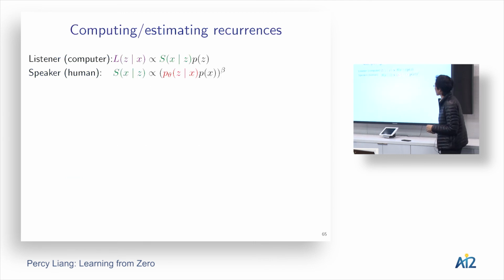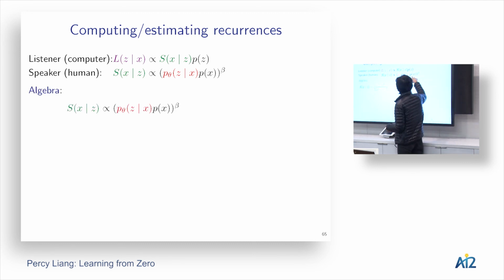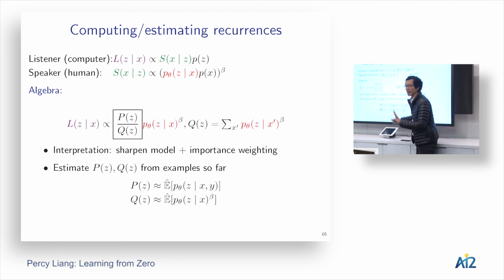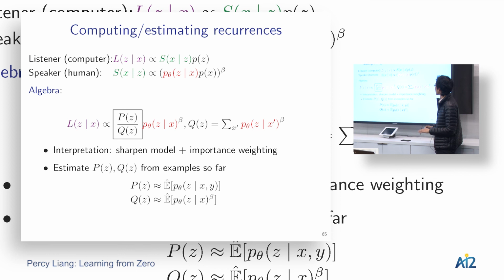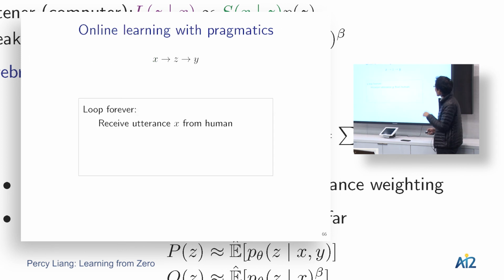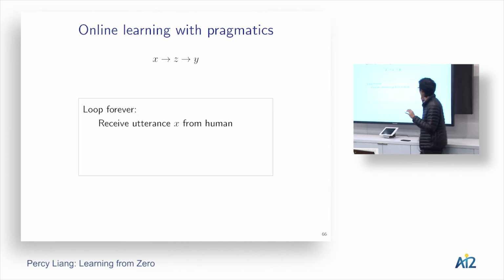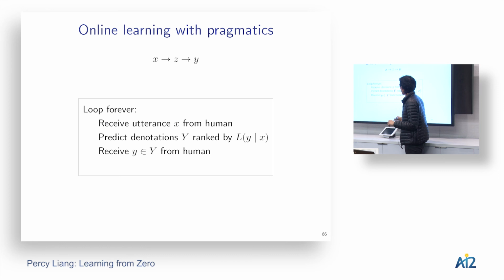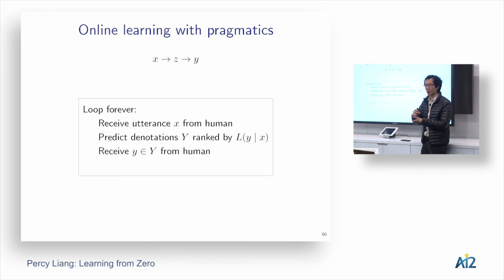Okay, so this part I'm going to actually skip. There's this P of Z and P of X you have to estimate. We have some estimates that you can build online. I'm going to skip the math here. Okay, so the setting is: receive an utterance from a human, predict the denotations by this listener, and get some feedback from the human about which one is correct.